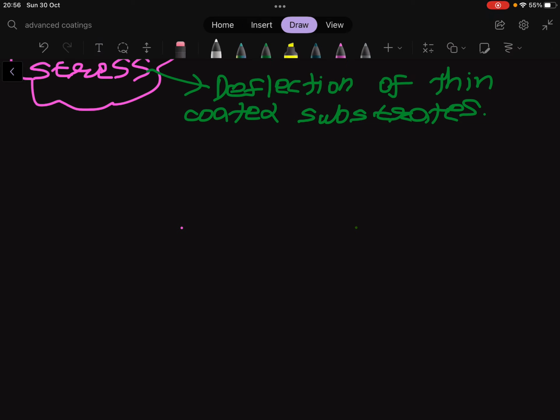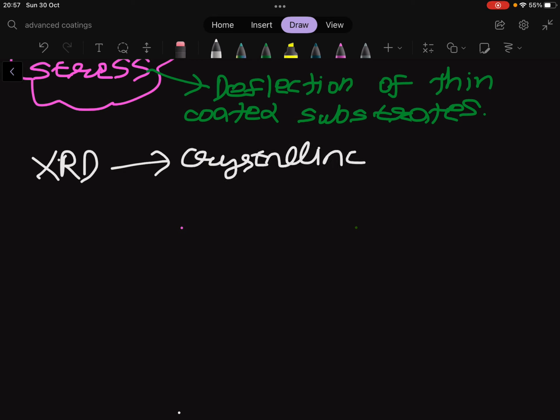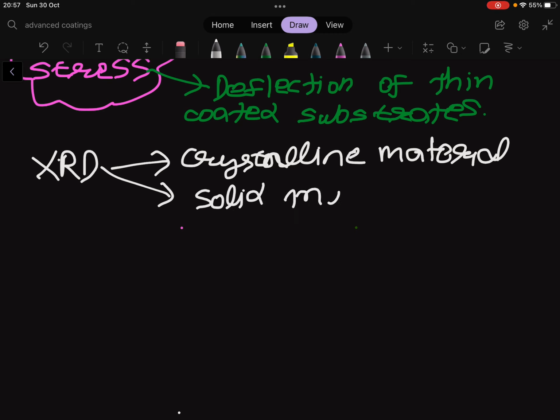XRD is the best method to observe crystalline or solid materials. So this technique can be applied to crystalline coatings.